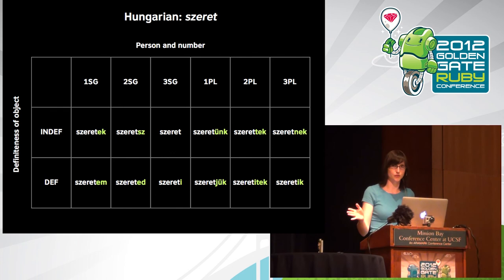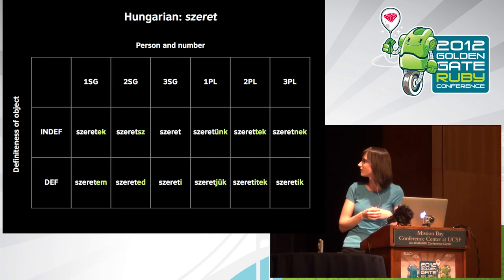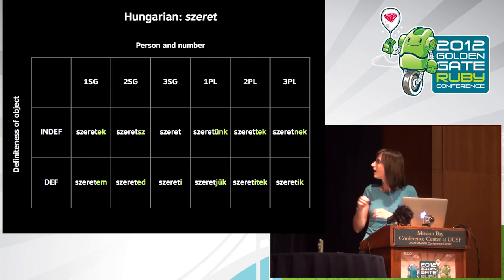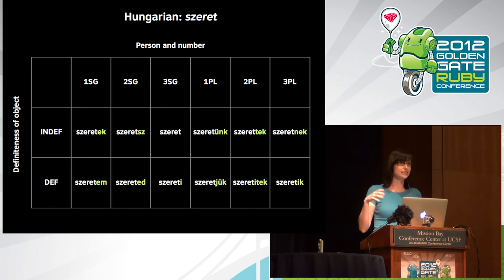Like in Hungarian, for example, this is a Hungarian example that my Hungarian coworker was nice enough to confirm. This is how crazy the language is. So the verb agrees with both the person and number of the subject and also the specificity of the object, if there is one. So just grok that. Do you guys speak Hungarian? I respect you.